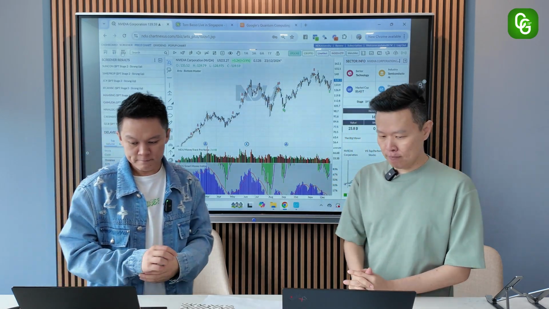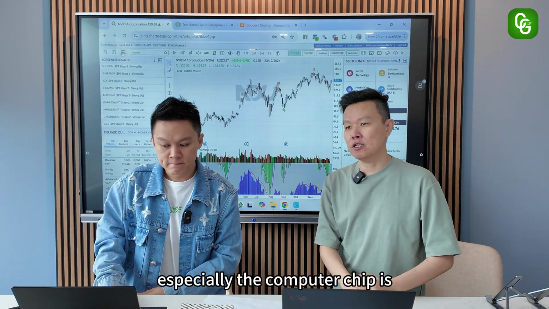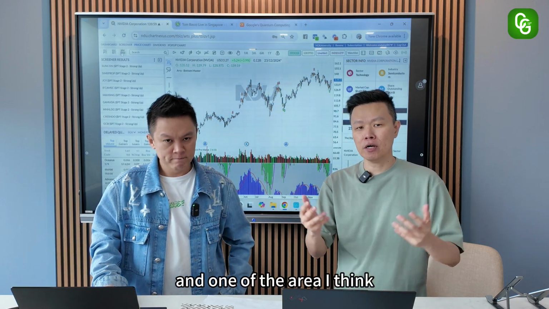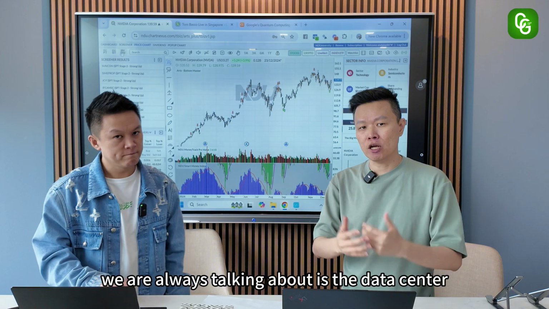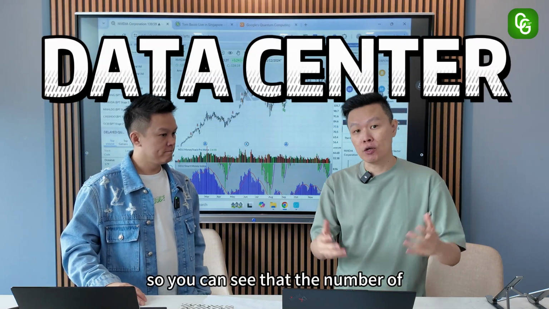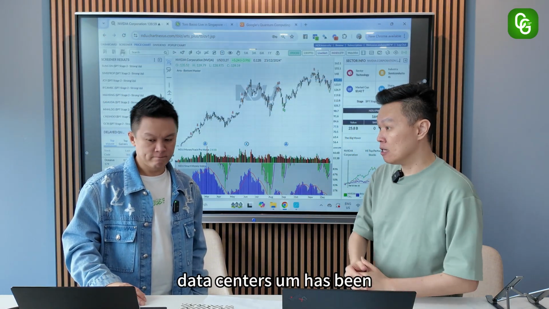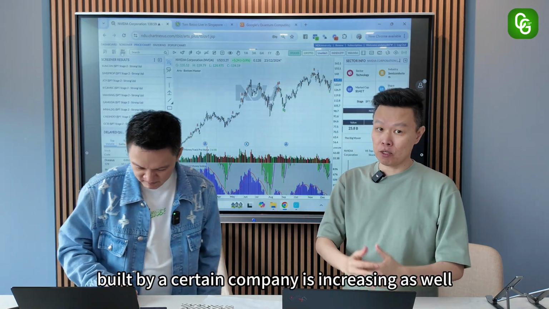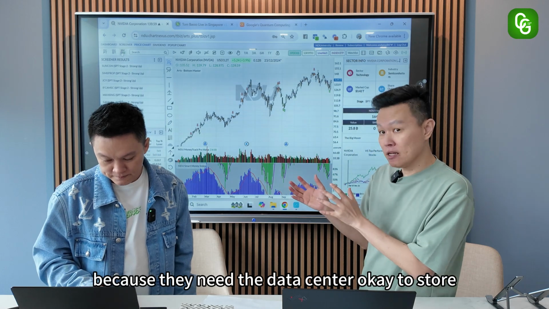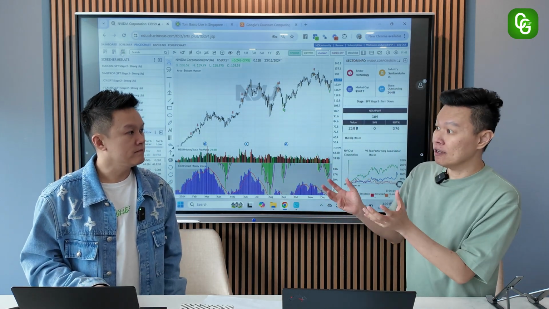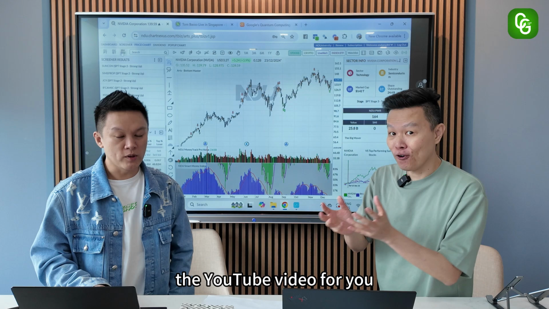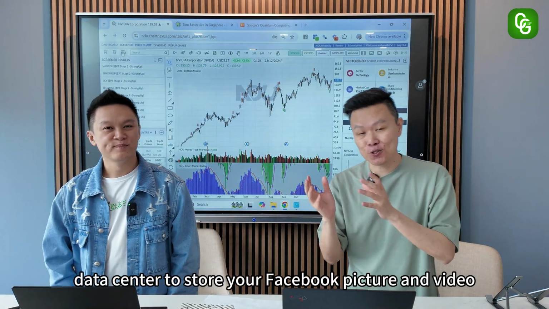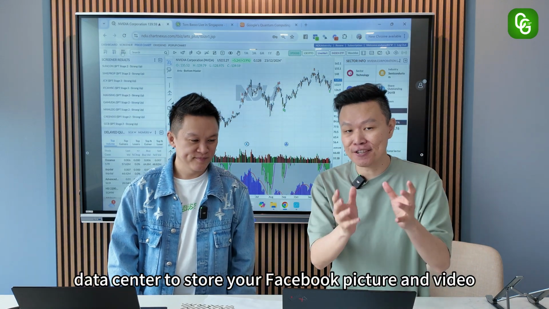I think semiconductors, especially computer chips, have increasing demand. One of the areas we are always talking about is the data center. You can see the number of data centers being built by certain companies is increasing as well, because they need data centers to store your YouTube videos. They also need data centers to store your Facebook pictures and videos.